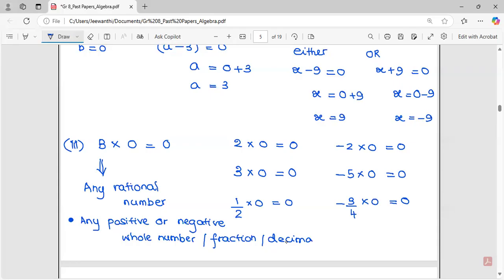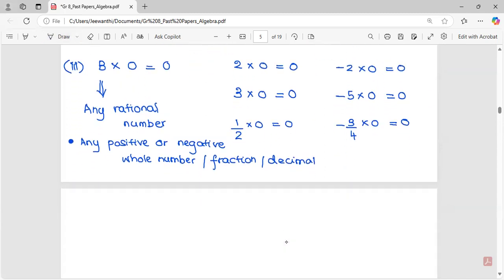Sometimes B can be 0. 0 times 0 again 0, right? So it is not the 0 squared. So it is 0. So any rational number, any positive or negative whole number, any positive or negative fraction, any decimal, or sometimes it can be 0 also, right? So then we will move to the part 4 of this question.